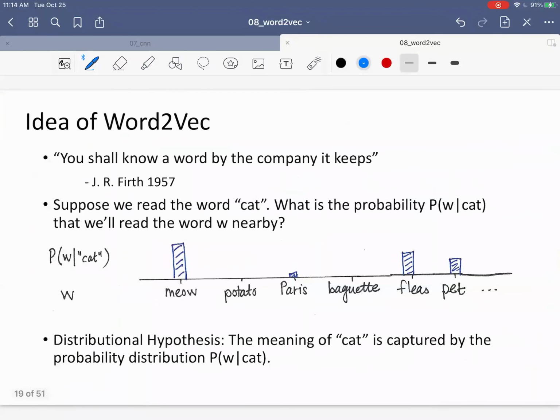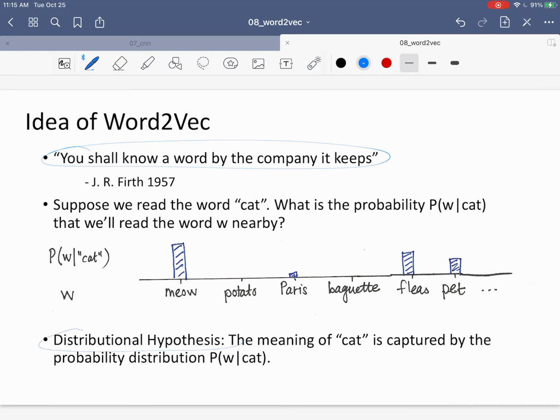All right, so how does it work? How does Word2Vec train or derive a good representation of words? The core philosophy is this: you shall know a word by the company it keeps. It means that a word's semantic meaning is determined by its neighboring words. Neighboring words mean the words that are right next to the target word, right?